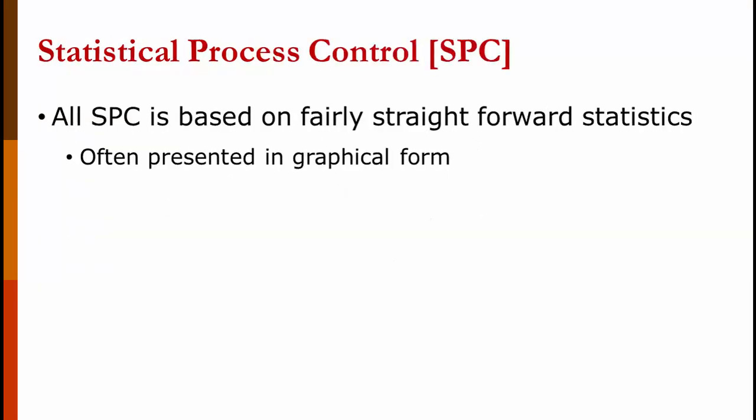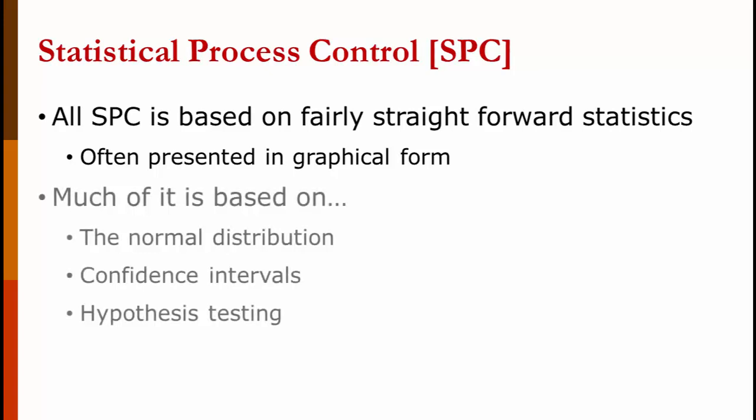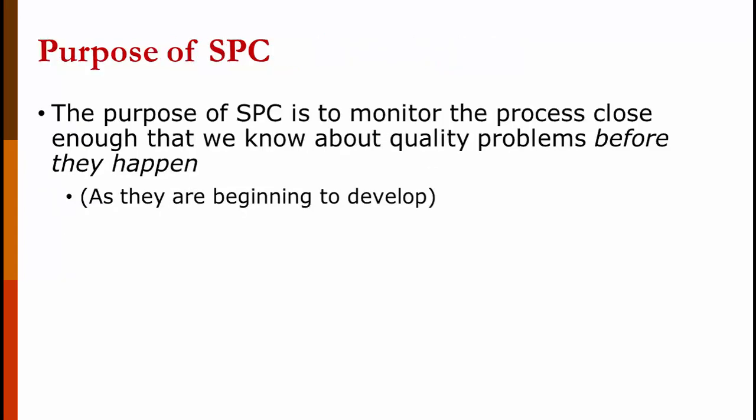All statistical process control is based on fairly simple business statistics. A lot of it is presented in graphical form, control charts particularly. The business statistics that you're going to use a lot are the normal distribution, confidence intervals, particularly confidence intervals, and hypothesis testing. The purpose of statistical process control is to monitor the process closely enough that we know about quality problems before they happen.